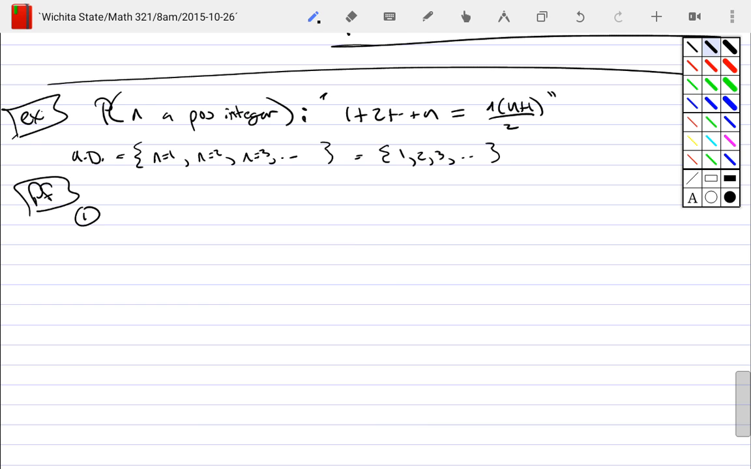So then what's the first thing I have to handle? The basis. But what's the basis? P of the first element, which happens to be what? P of n equal to 1. Please write it this way.